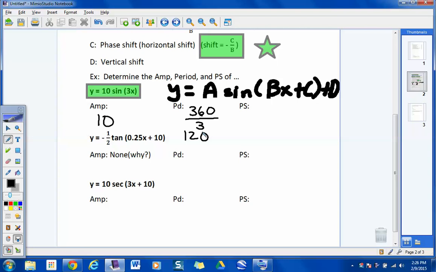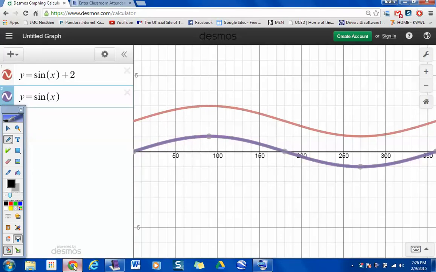0 divided by 3, right? Which is still what value? 0, is it? So how much phase shift is going on here? How far left or right am I shifting this? Still be 0. Okay? So let's just check this out. I'll go back into this function right here, and I'm going to change my window here quickly.